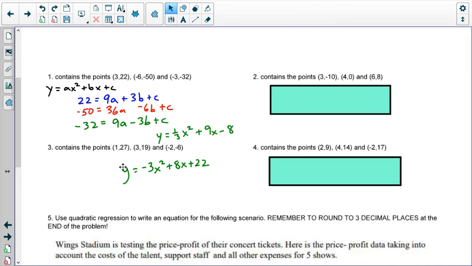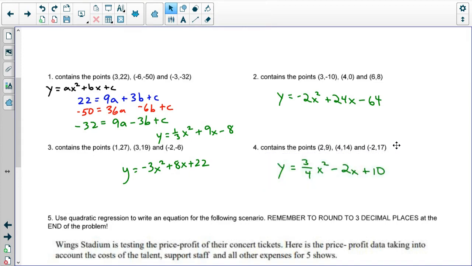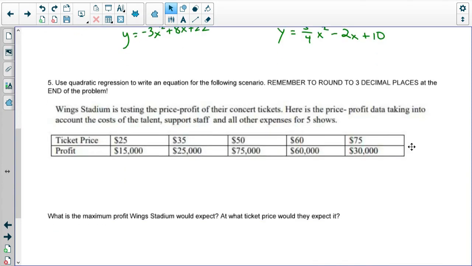Press pause in the video and try problems 2 through 4 just to make sure you know what you're doing on your own. Problem 2, the answer is y equals -2x squared plus 24x minus 64. And on problem 4, the answer is y equals 3/4 x squared minus 2x plus 10. Just make sure that you're able to do that. If not, ask questions in class.